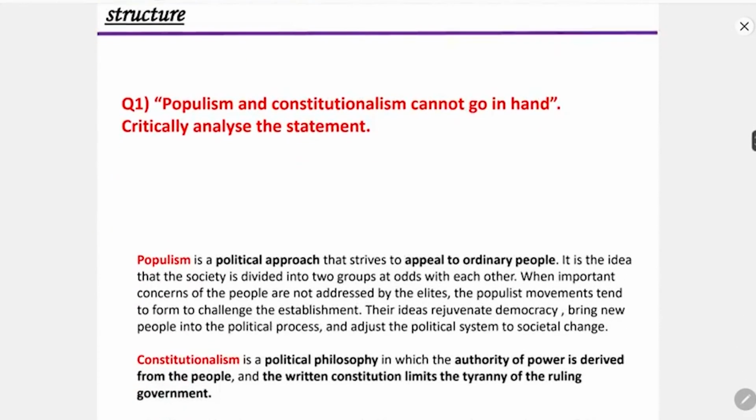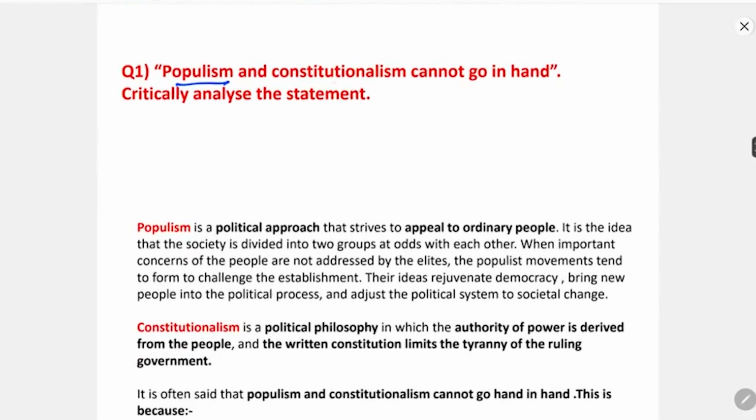So the topic is Indian Constitution. So today the question is: populism and constitutionalism cannot go hand in hand. Critically analyze the statement. So we need to critically analyze this particular statement.